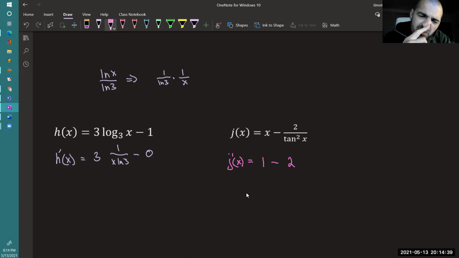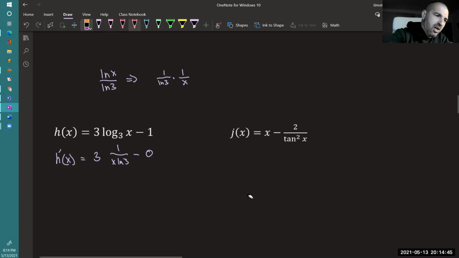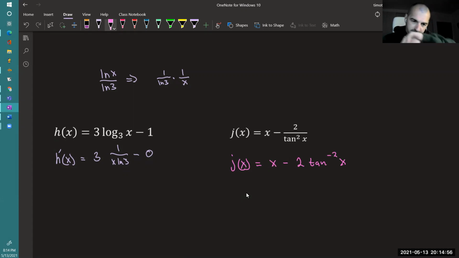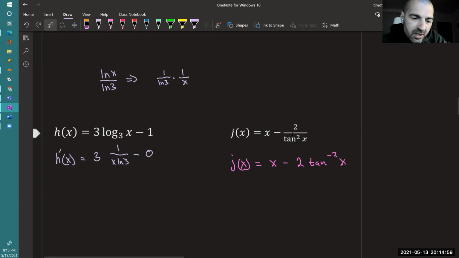Now, we can look at this a couple of different ways. I'm actually not going to differentiate this yet. I'm going to rewrite it. It's a good thing I've got an eraser. I'm going to write this as x minus 2 tan to the negative 2x. All I did there is move my tan up to the top and change it to a negative exponent. What this allows me to do is use the power rule instead of having to use some kind of quotient rule. It's going to work out really nicely.